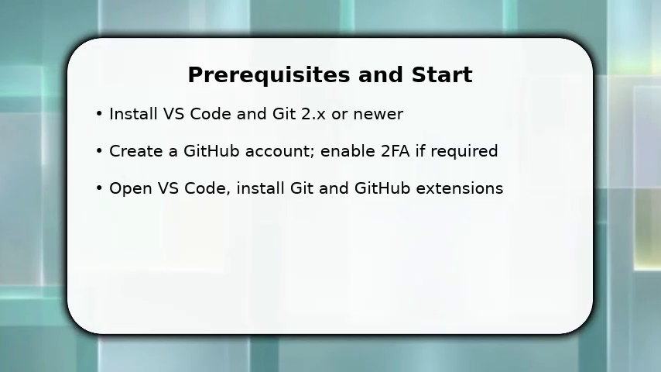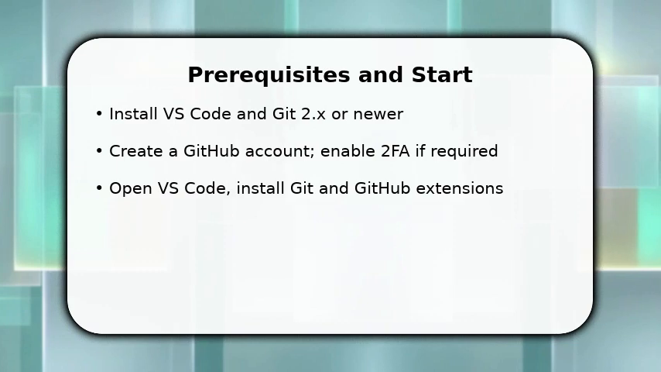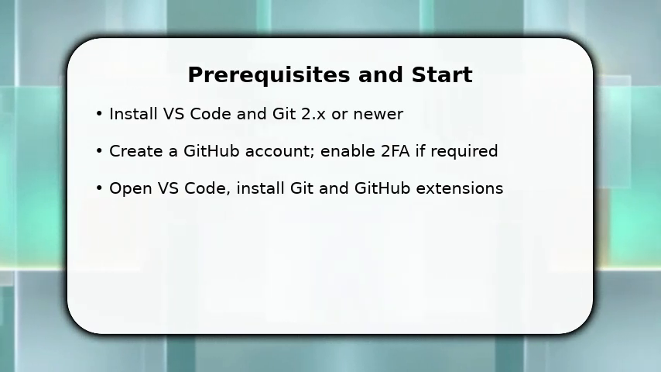SSH is simpler for repeated use. A PAT works well for scopes and automation. Begin now by creating that key or token.